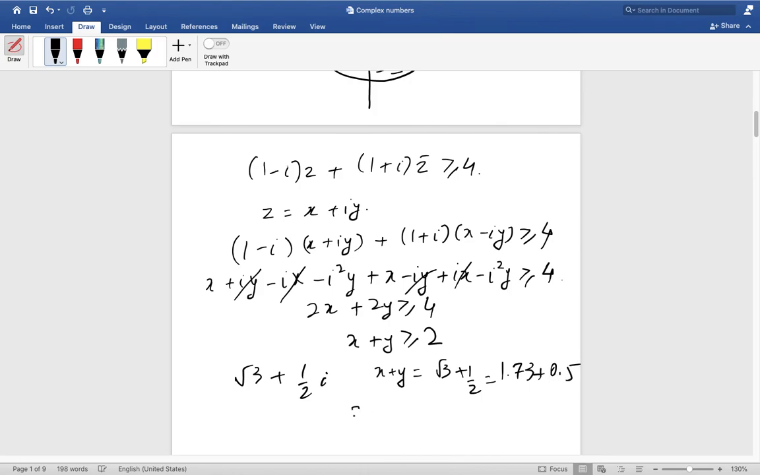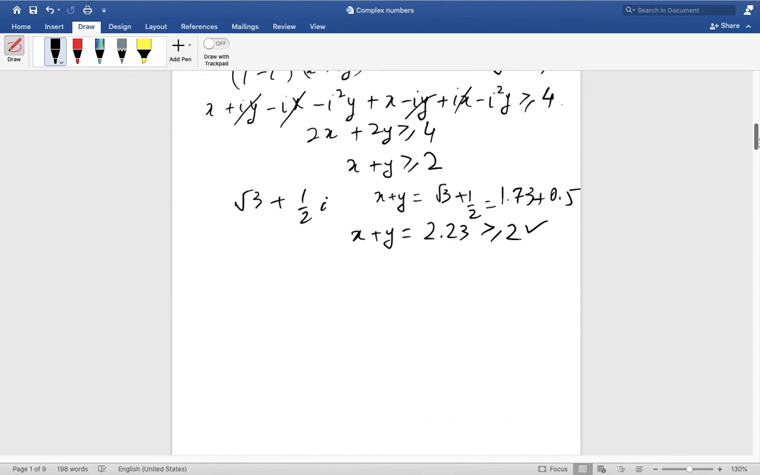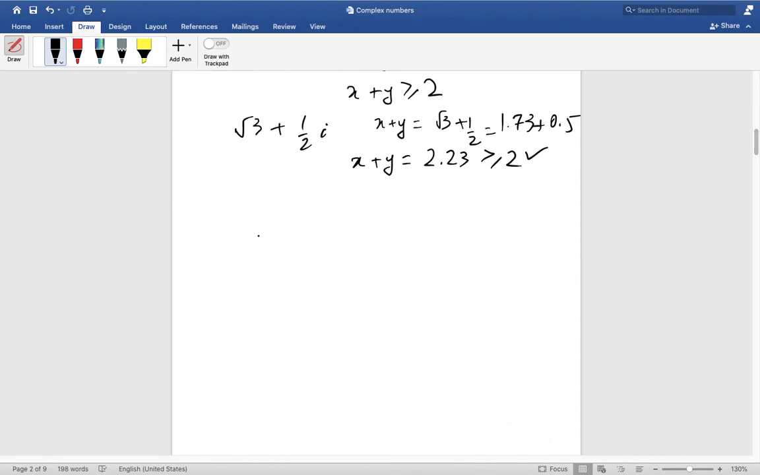1.73 plus 0.5 is 2.23, which is greater than or equal to 2. Satisfied. Also, let us find out x square plus y square. It also has to fall in the circle, right? So x square plus y square has to be less than or equal to 4. So what will be x square plus y square in this case? Root 3 square plus half square. What is root 3 square?